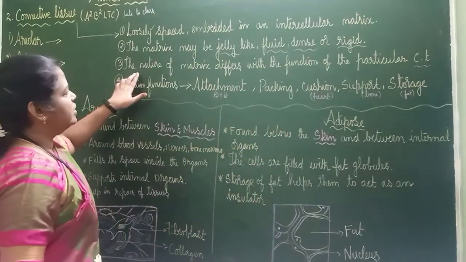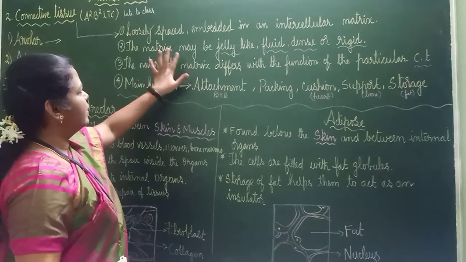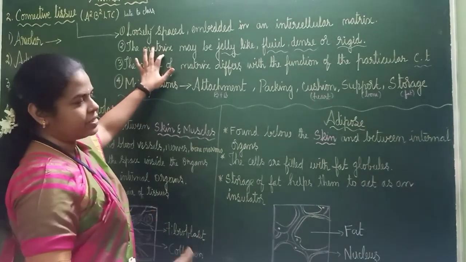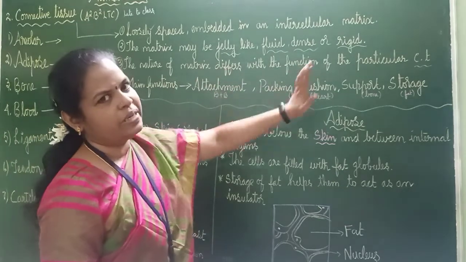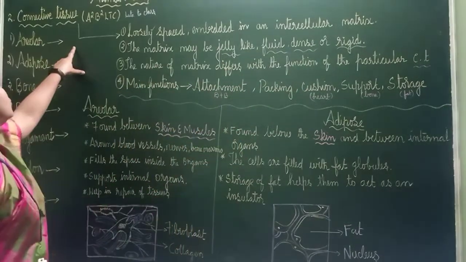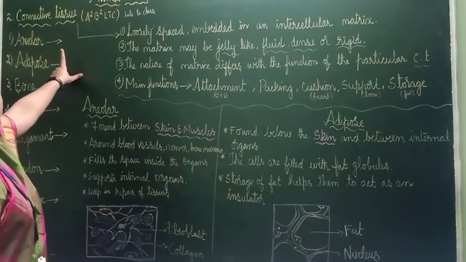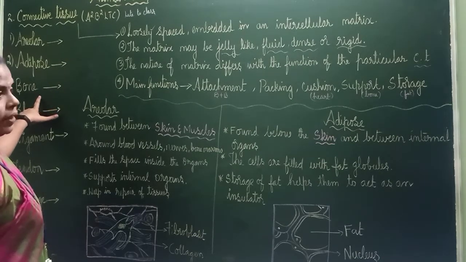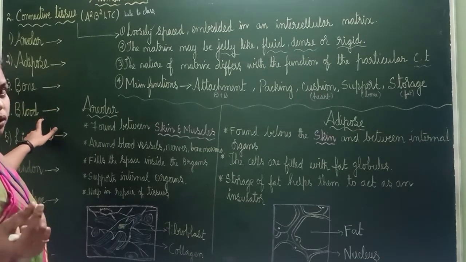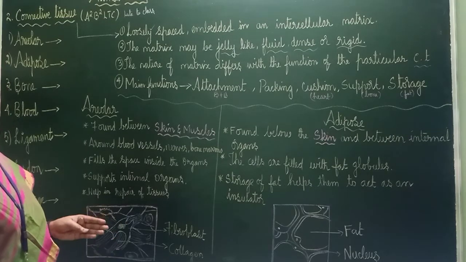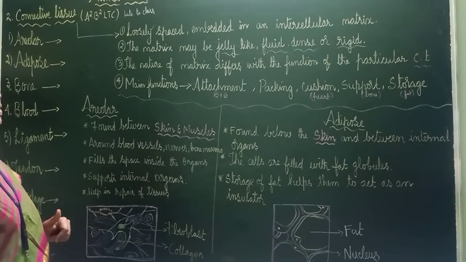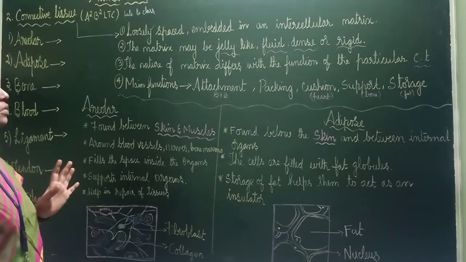The third point is the nature of matrix. This matrix, I said, is a jelly-like substance. This nature of matrix differs with the function of the particular connective tissue. Sometimes, we are going to study about bone. Bone will be hard. Blood will be, we know, watery. So, it depends upon the particular connective tissue. It is not fixed like it will be like this, okay.